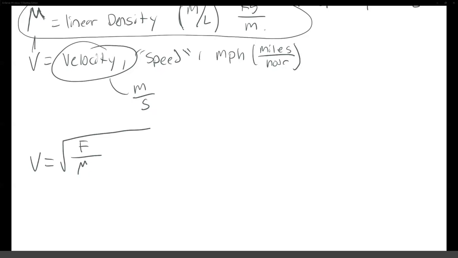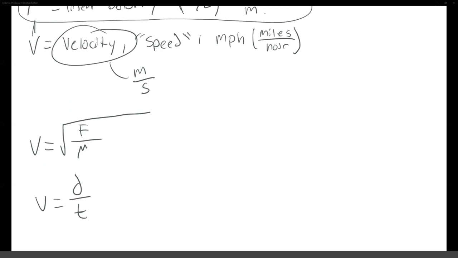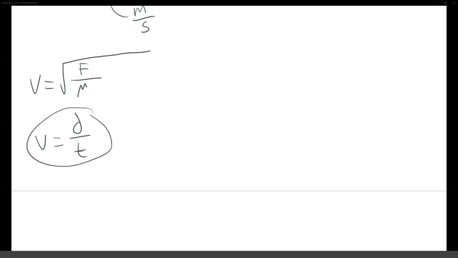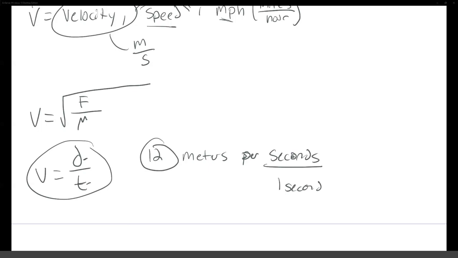A couple other useful equations. Here's another way to explain velocity. When I was saying it's kind of like speed or miles per hour, you can find velocity if you have a distance and a time. So if you're going 12 meters per second, that means in 1 second you're going to travel 12 meters. Does that make sense to everyone? Like I said, if there are any questions.